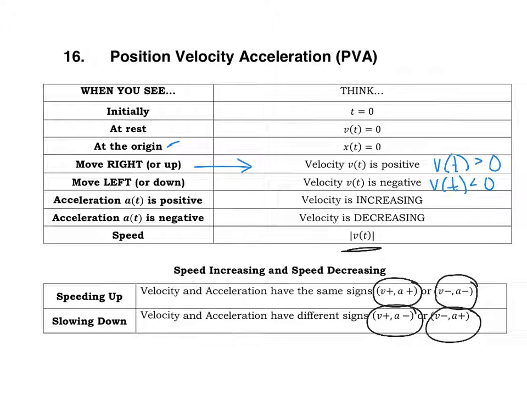And these are your justifications also. So if you're justifying why speed is decreasing, or why the particle is slowing down, you want to say it's because velocity and acceleration have different signs. And you're going to show that one of them gave you a velocity at a certain time that was positive, and the acceleration was negative, or vice versa. Okay, so use these also as justifications, not just as when you see it, do this.